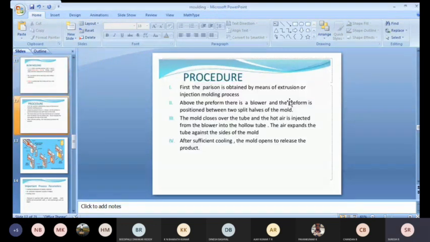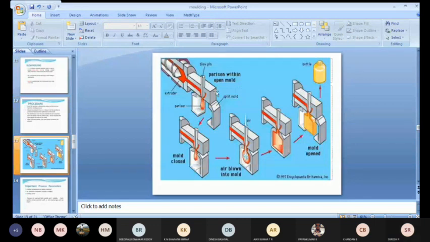So this is a diagram for the blow molding process. This is the blow pin. It is used to blow the air as well as to supply the raw material. The extruder, the heated raw material will be pushed into the parison. So this is the split mold. And this is the parison.